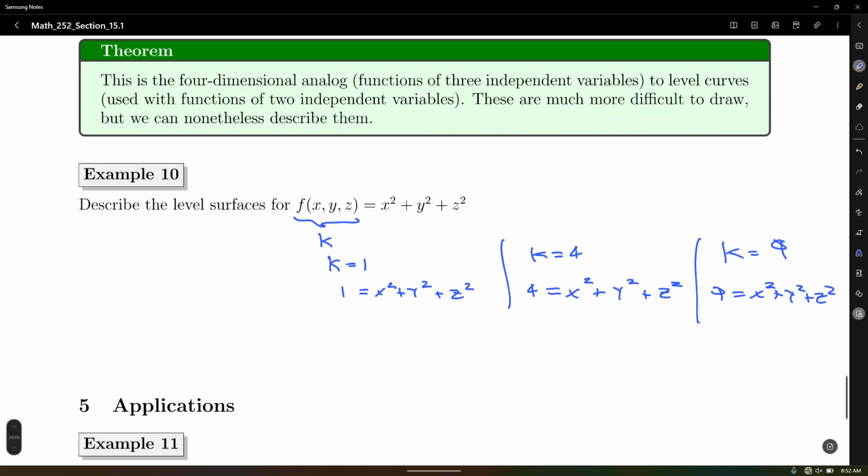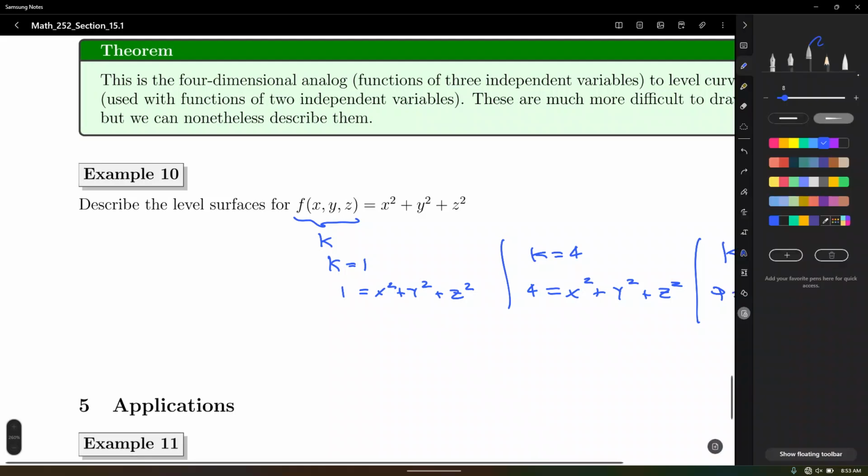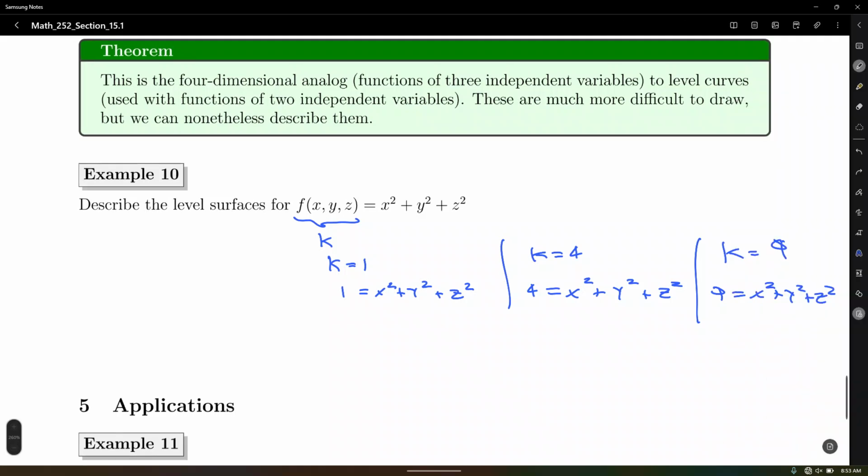Spheres, right? So spheres. Okay, what about the first one? Radius 1, also known as the unit sphere. What about the second one? The sphere of radius 2. What about the third sphere? Radius 3. Well, it's hard to plot these level surfaces because the graphs overlap.